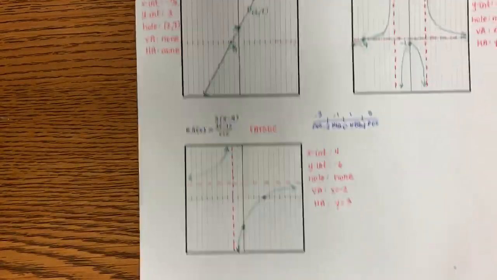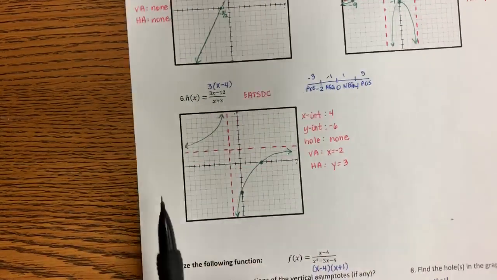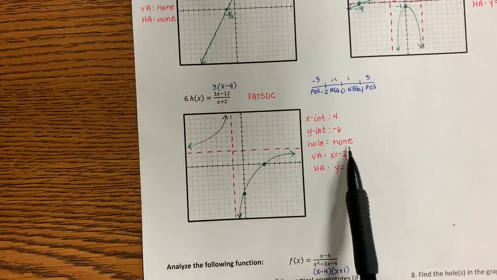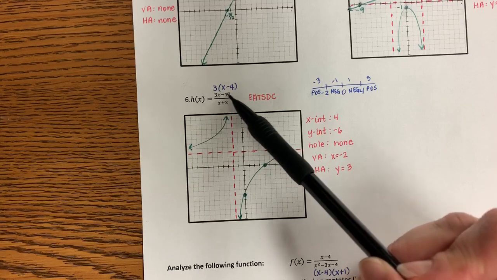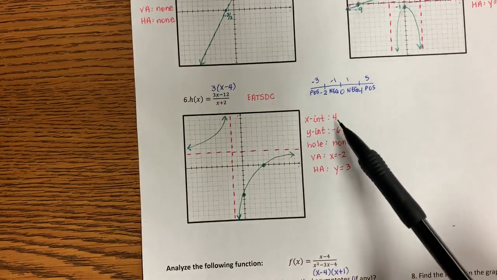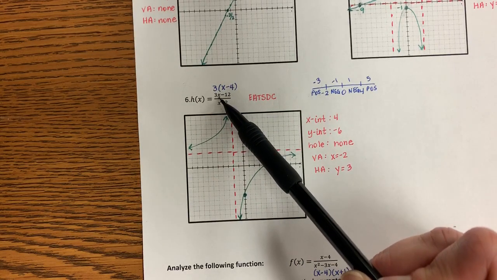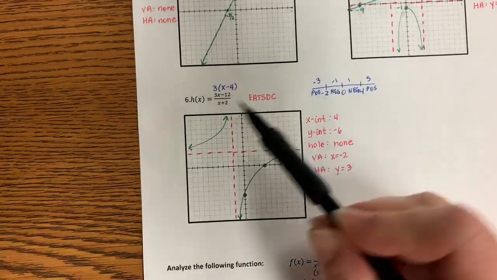And on to number 6, to see what I did there. So I factored out the top to get 3 times x minus 4. That's going to show me that there is no hole on this one. So hole is none. Take the top and set it equal to 0, because I'm looking for the x-intercept. Move the 12 over, makes it positive, divide both sides by 3, so you get x equals 4 for the x-intercept, okay?